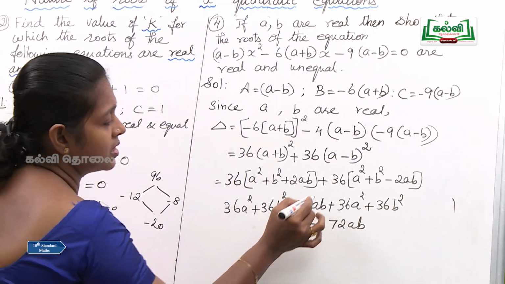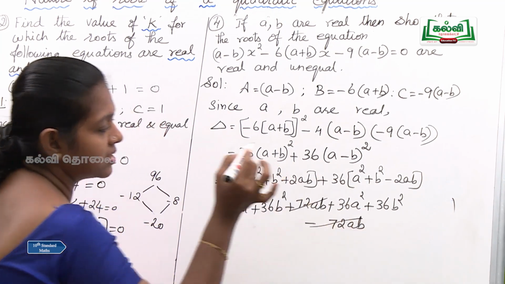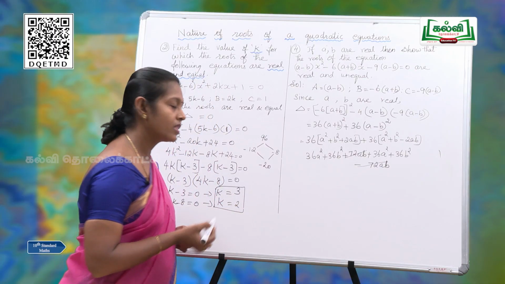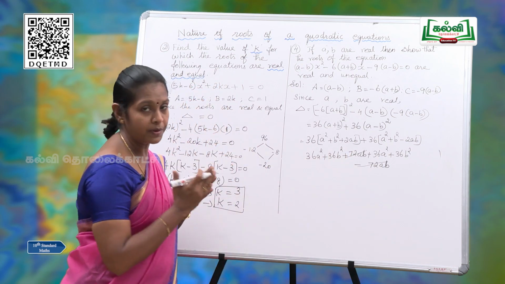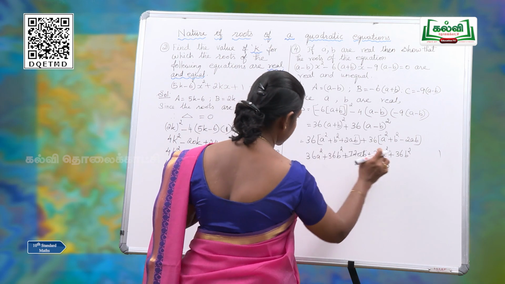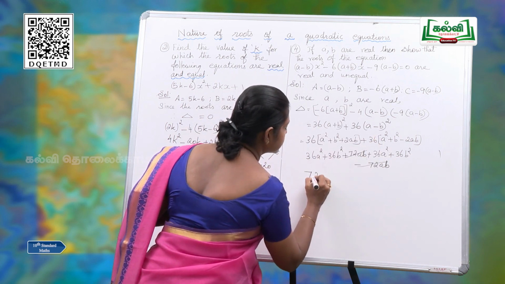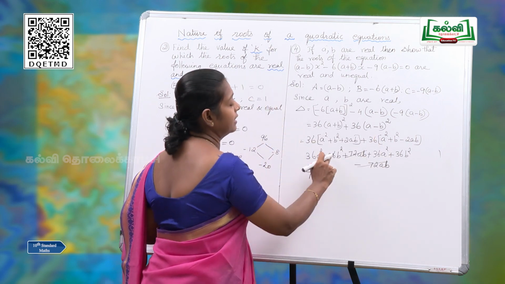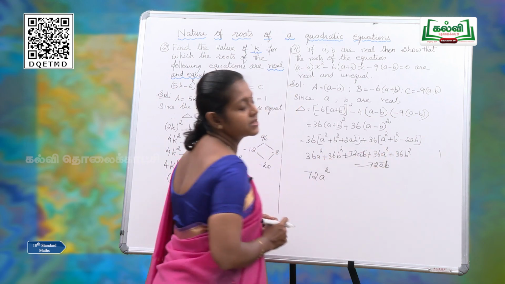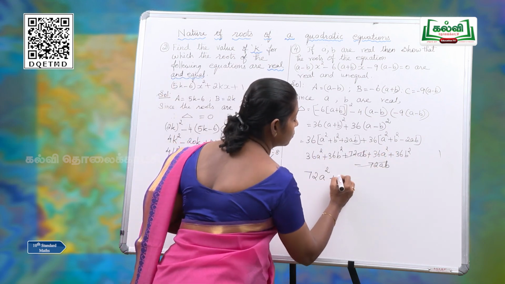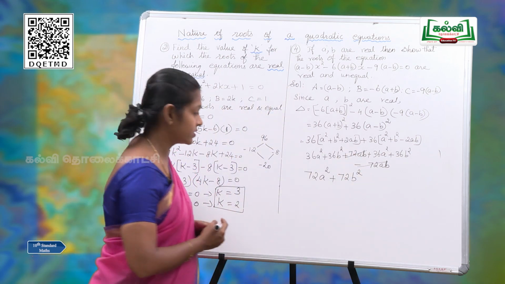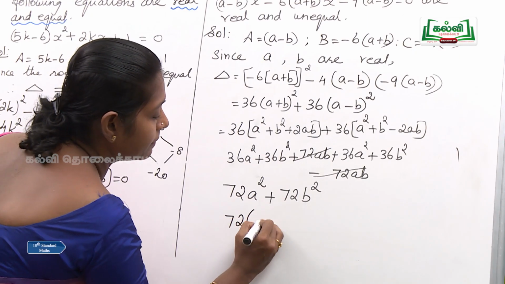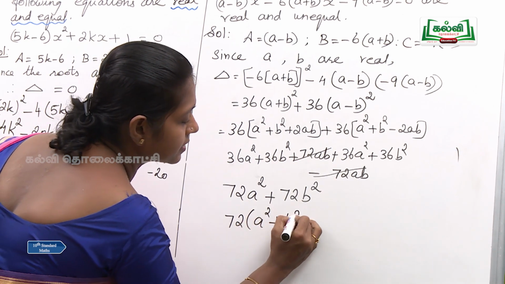See this equation, plus 72ab and minus 72ab will be cancelled, and the remaining like terms should be combined. 36a squared and 36a squared will become 72a squared. Again 36b squared and 36b squared will be 72b squared. So what is common in this, children? Of course 72. Take it out. It will be a squared plus b squared.